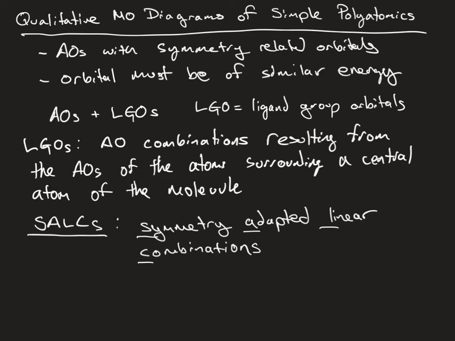These are generated using group theoretical methods, and a subsequent video will go into exactly how these are generated. For now, we're just going to utilize SALCs that we've looked up in tables that contain pre-generated SALCs in given symmetries. As we go through, I'm going to use the terms ligand group orbitals and SALCs interchangeably. When I refer to one versus the other, I really mean the same thing.